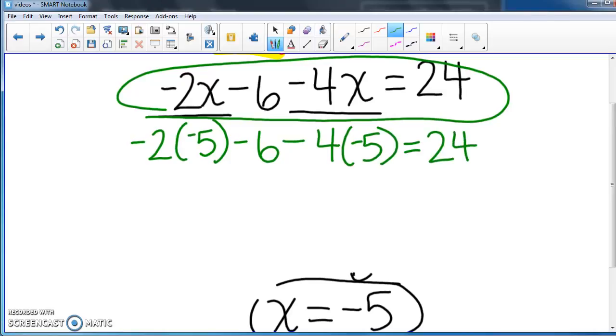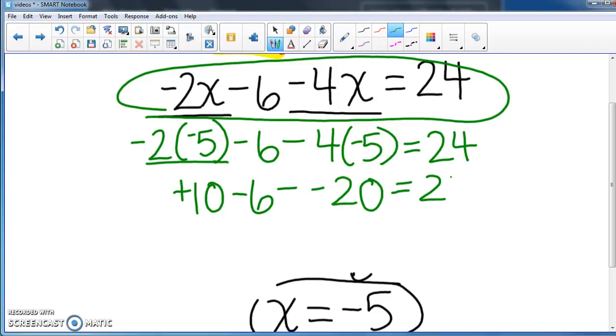Now, I'm not using my moves of algebra because there are no x. I don't need to do the moves. I'm going to just simplify like we did earlier in the year. Remembering I have to do multiplication first. So I see negative 2 times negative 5 would be a positive 10 minus 6 minus 4 groups of negative 5 would be a minus 20 equals 24.